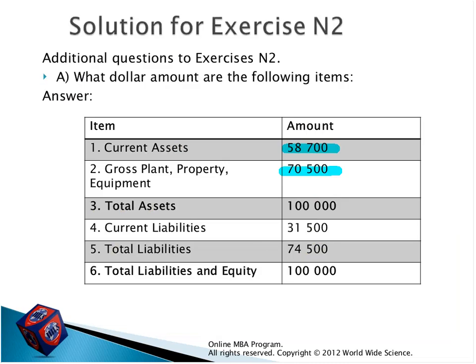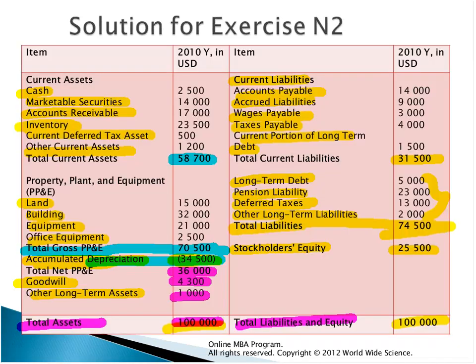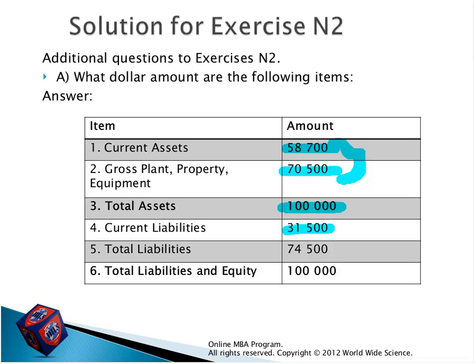Next one, total assets, 100,000. You know total assets is 100,000, right? You might want to accumulate these amounts, but this amount comes without the depreciation charges. You just must show total assets. Okay, it's 100,000. Next, current liabilities, 31,500. Yes, we got this amount here, 31,500. After that, total liabilities is 74,500.